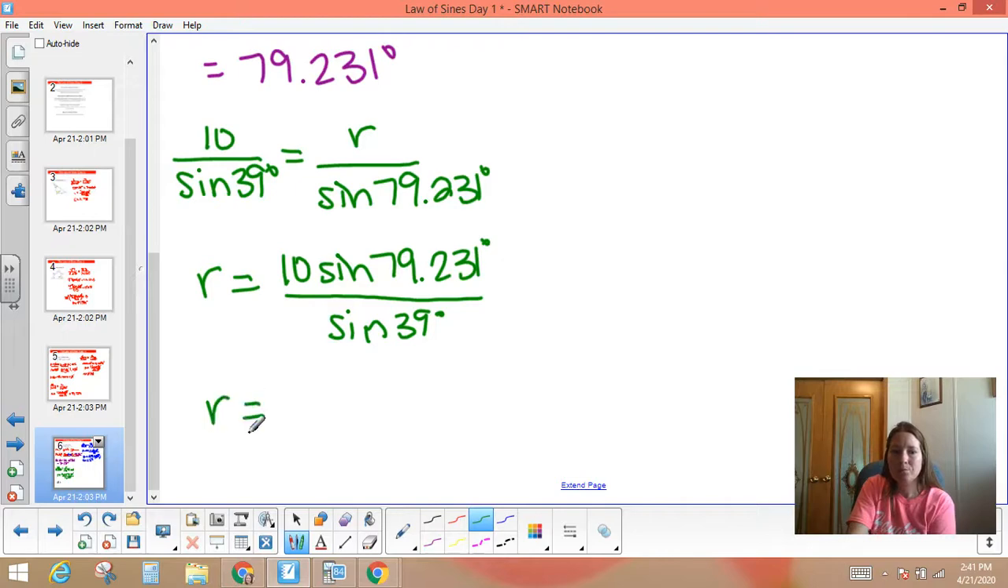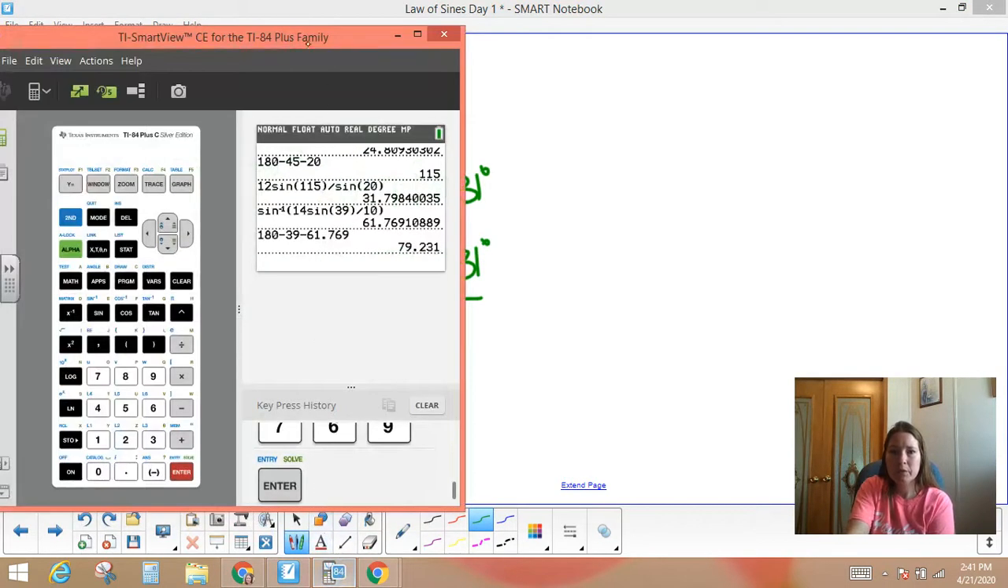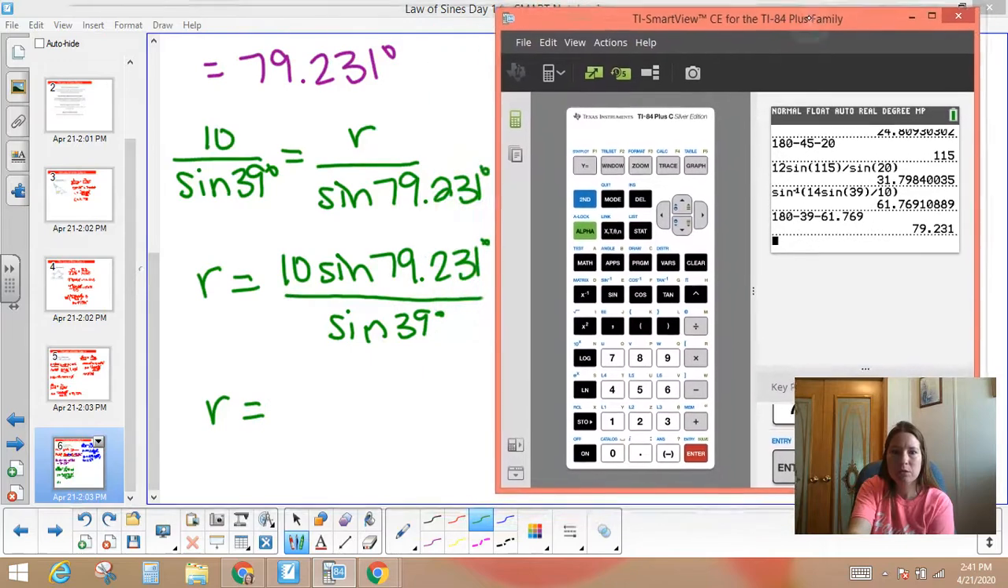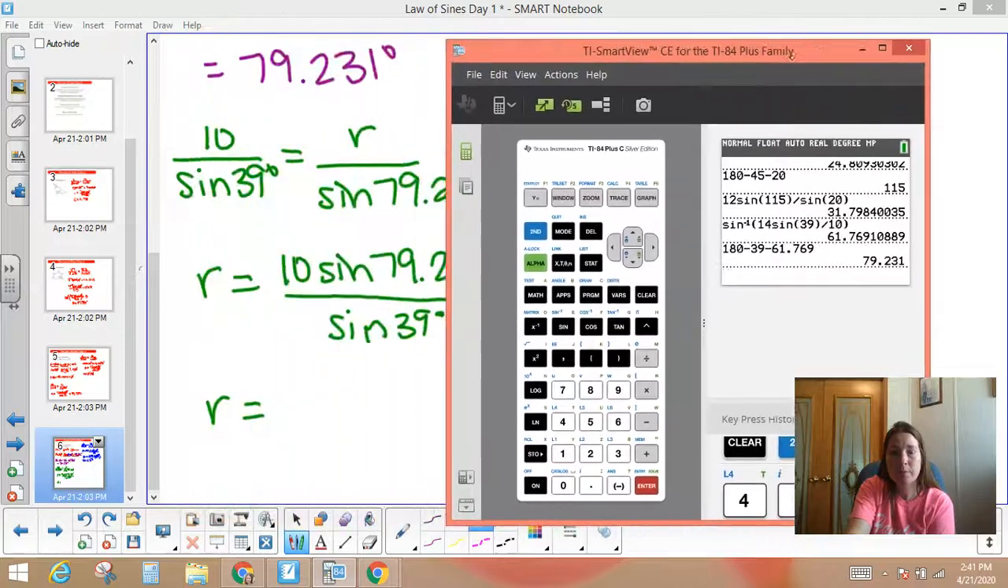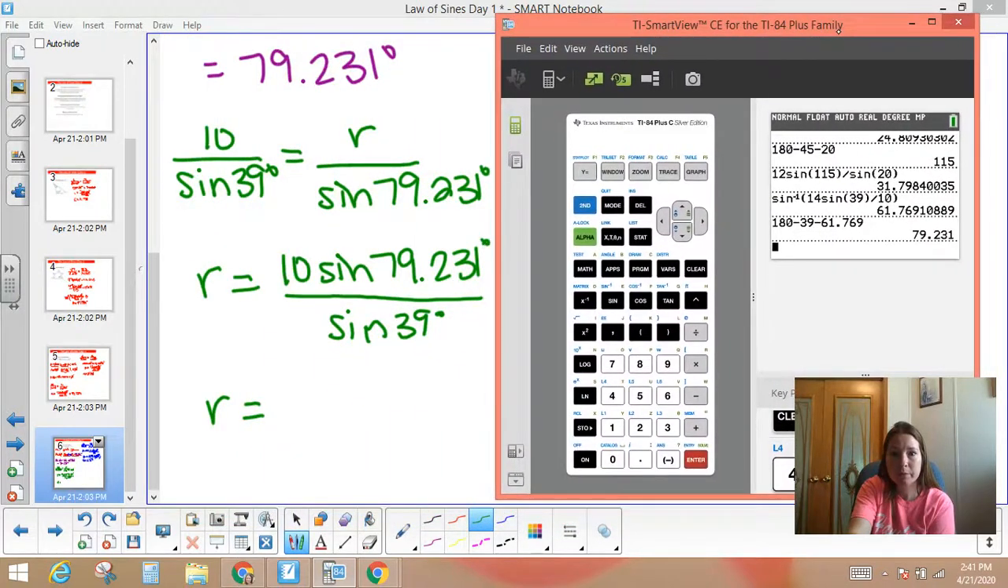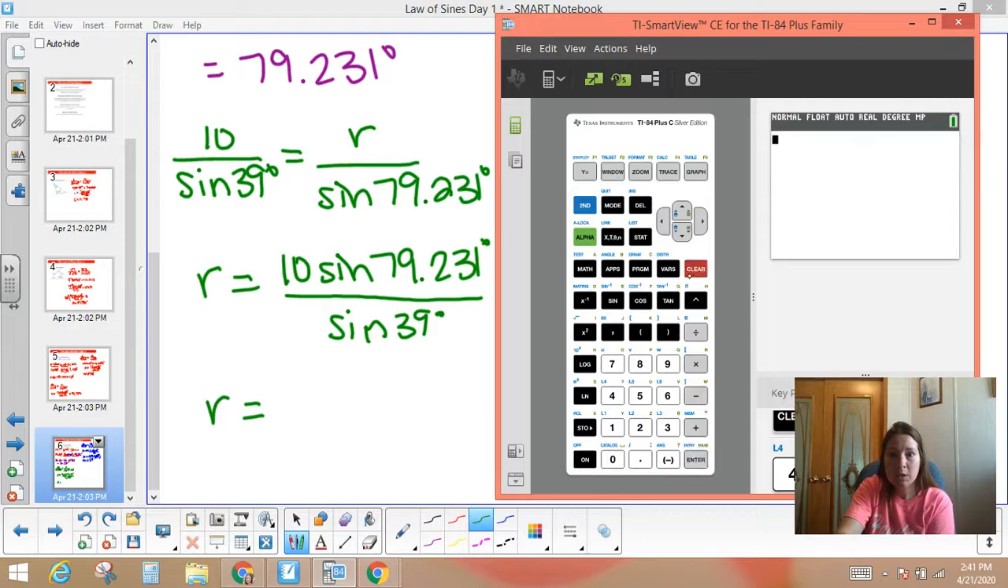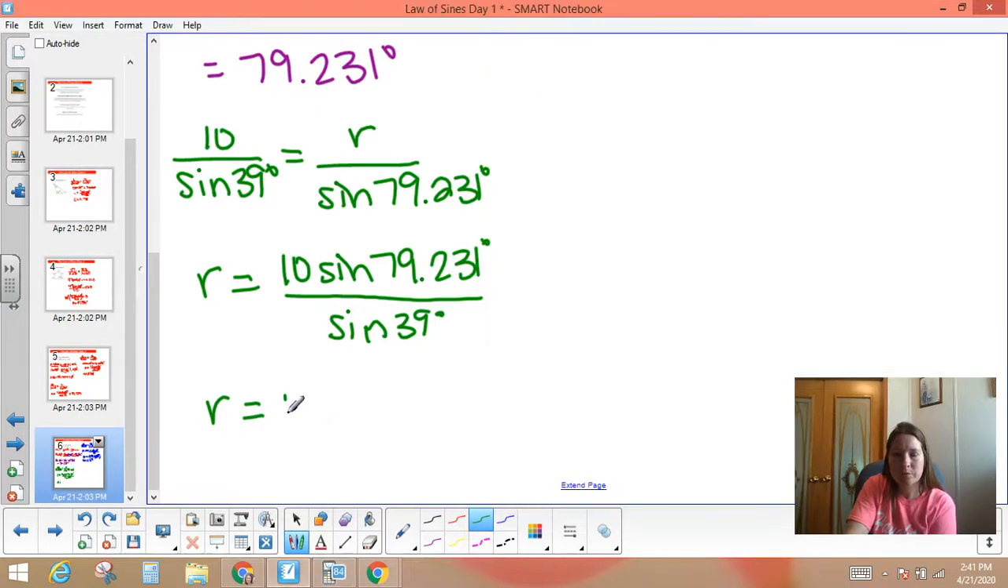All right, so now in my calculator, I can do 10. Yo, this is making me nuts. Those of you that aren't used to me, I'm going to apologize for talking to myself. So let's see, 10 sine of 79.231, close parentheses, divided by sine of 39. And we get 15.610.